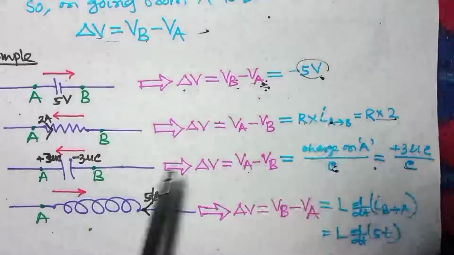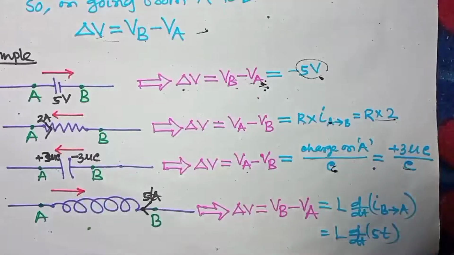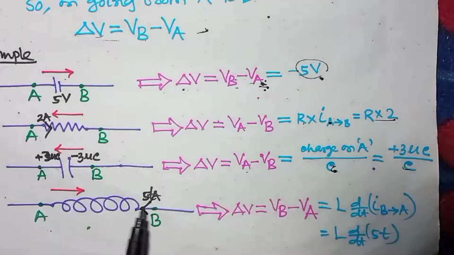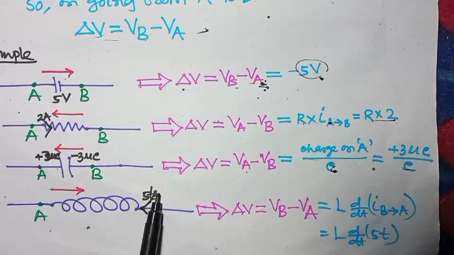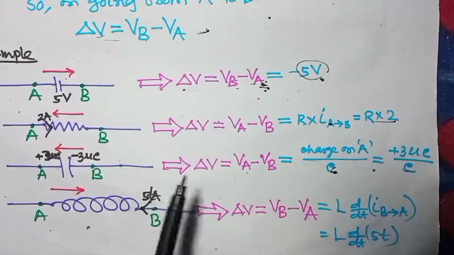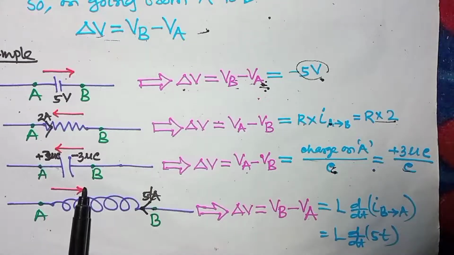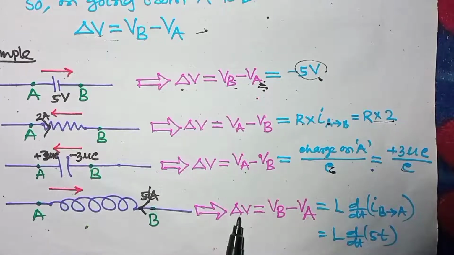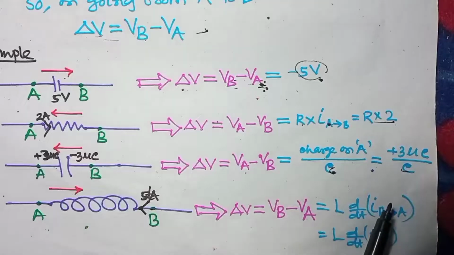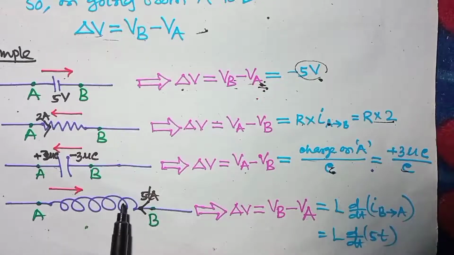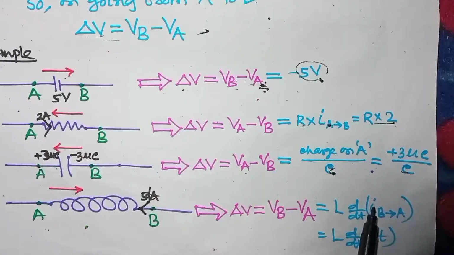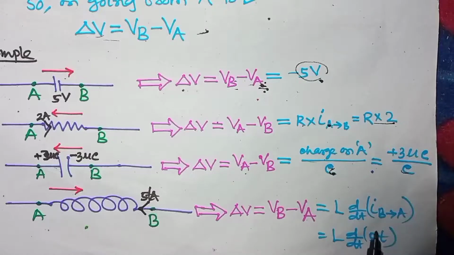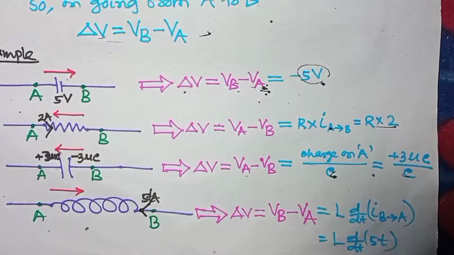Okay, here it is an inductor. This is the terminal A and terminal B. Let's say 5t ampere current is flowing in this direction and we are moving in this direction. Okay, since we are moving from A to B, our del V will be VB minus VA. But for the inductor, VB minus VA is nothing but L into d by dt of the current which is flowing from B to A. So it will be L into d by dt of 5t. Okay.